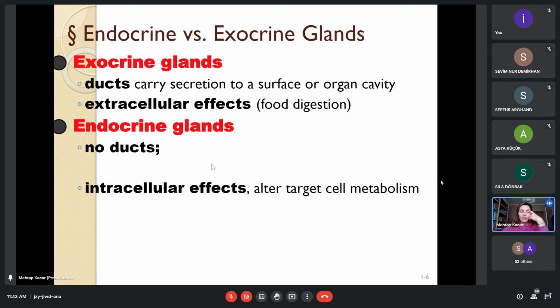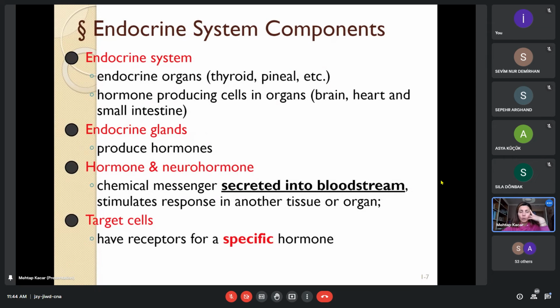And the other one, endocrine glands. Endocrine glands do not have any duct, and they send their secretion directly to blood, and they have intracellular effects. They alter target cell metabolism. Hormones. Endocrine glands mean hormone producing cells. An endocrine hormone is a chemical messenger secreted in the bloodstream, and it can stimulate a response in another tissue or organ, and a neurohormone is the same. Target cell means cells that have a receptor for a specific hormone.